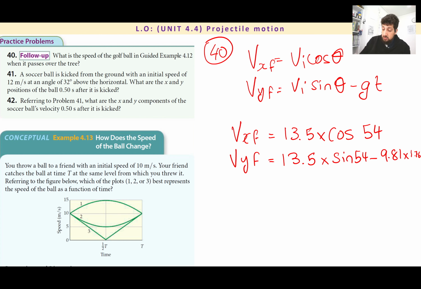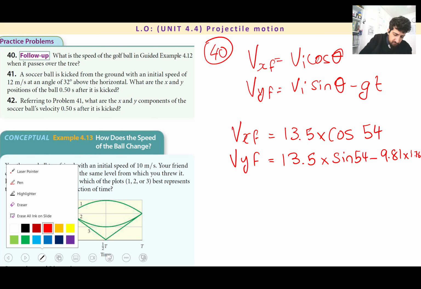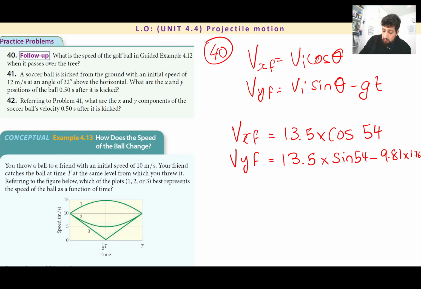Okay, so now it's just a matter of calculations really, and I would love to change the color of my marker. So Vxf, Vyf. We're not done just yet, so I'll tell you why in a minute. Always be sure to understand what the question's asking for. So here we have 7.94 meters per second, which is great, kind of expected. That is the speed in the horizontal component.